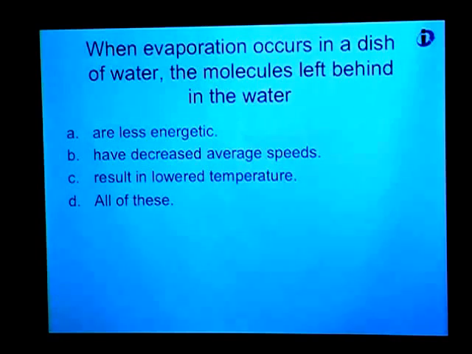Overwhelmingly 77% D. Oh, I'm so proud of you guys. That is correct. Yes, the water molecules, okay, evaporation. They're moving around. Remember the particle theory here? The ones that have enough energy escape. So the ones left behind are less energetic, which means they have decreased average speeds, which tells me they have a lower temperature. So all of those. Does that make sense to those of you that didn't answer it?